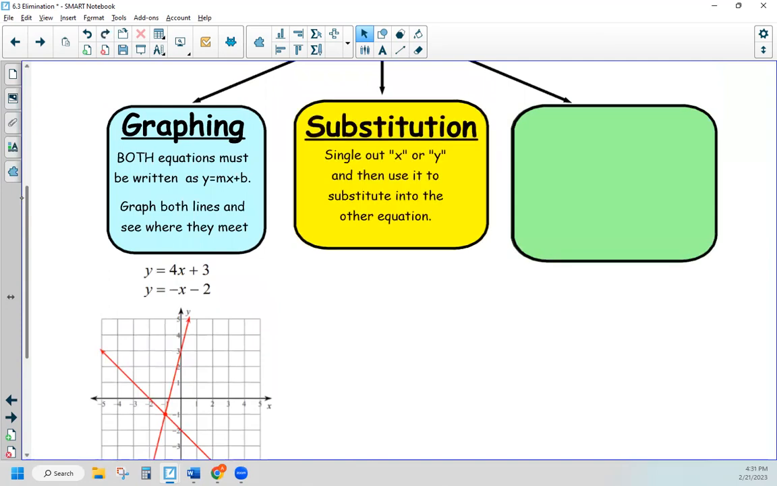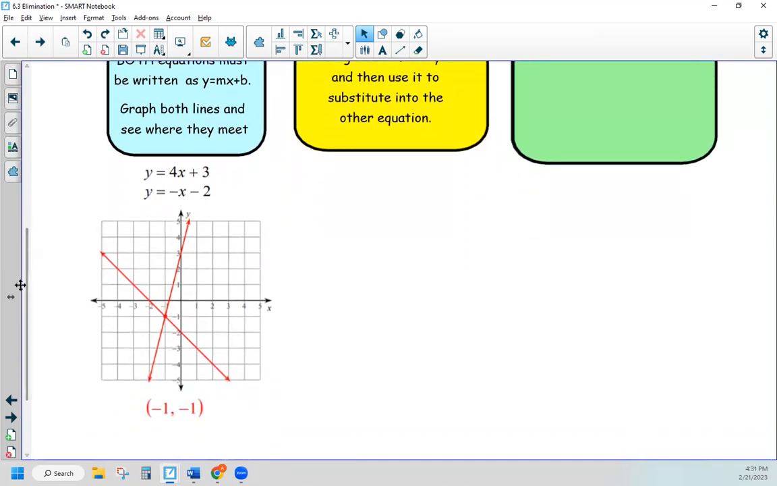Substitution is where we have, once again, two equations of two different lines, or maybe essentially the same line if they overlap. But we have two equations, and that means we have four variables that we can think about isolating. We have an x and a y from one equation, and then the x and the y from the other equation. All we have to do is pick one of those, just one of them, it doesn't matter which one, isolate it, and then go through the substitution process.